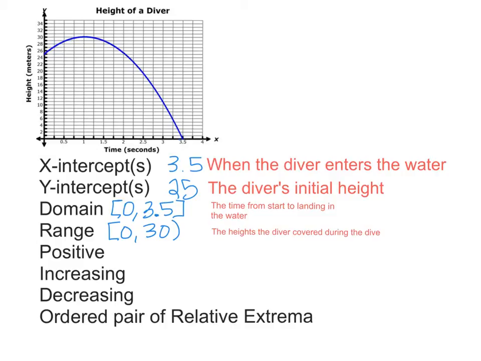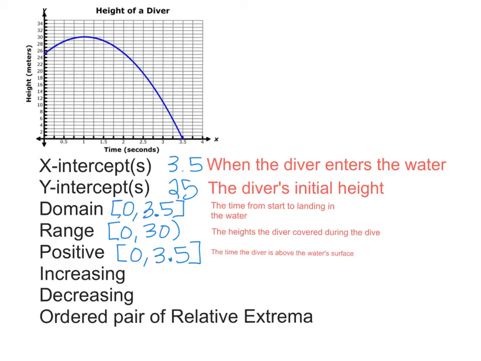So the positive is going to look very similar to the domain because it's still in the same range of numbers from 0 to 3.5. We are in the positive part of the y. Contextually, what that means is this is the time the diver is above the water surface. So the time that they are in the air before they hit the water.